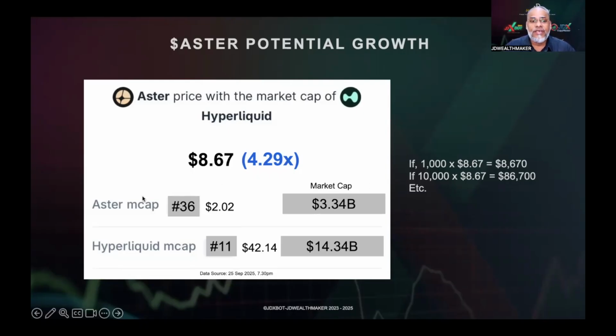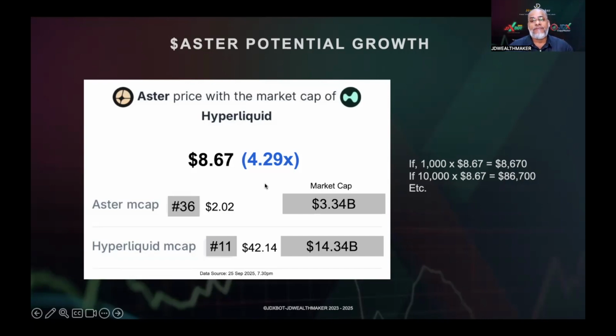$8.67 if ASTER market cap actually hit 14 billion. That's what I meant. Okay. So just imagine, right? It is actually about 4x. Just to give an understanding: if I have 1,000 ASTER, and if the ASTER price is about $8, that will be about 8,670, right? Now, if I have 10,000, that is about 86,700. Now, that is massive, right?